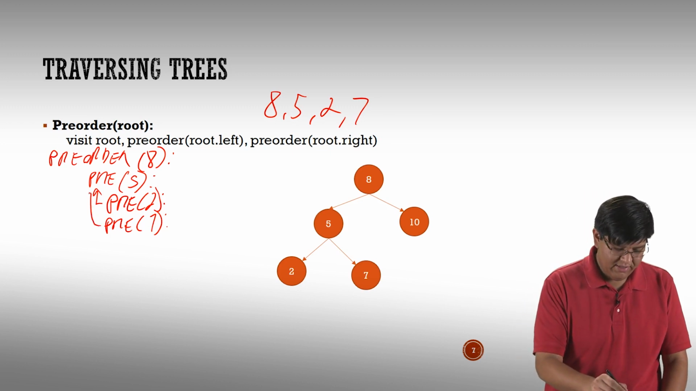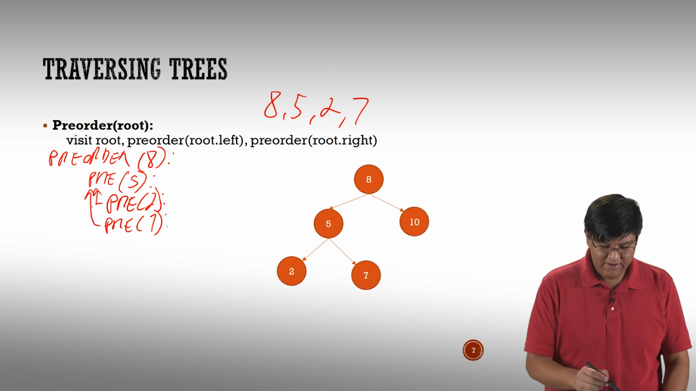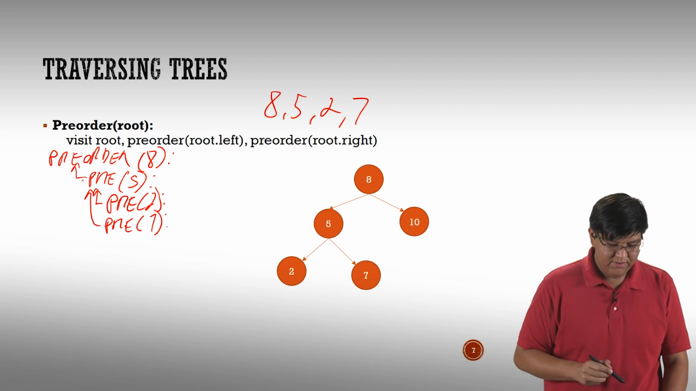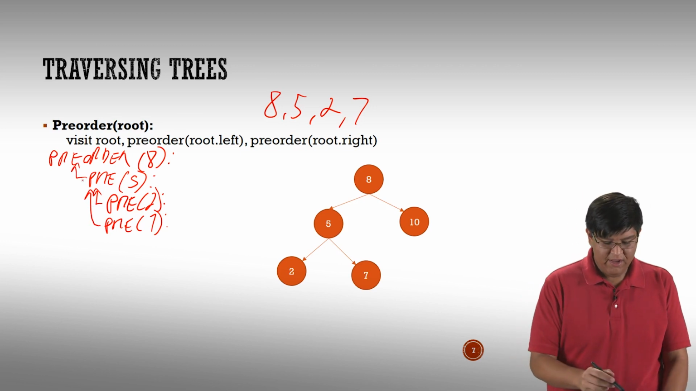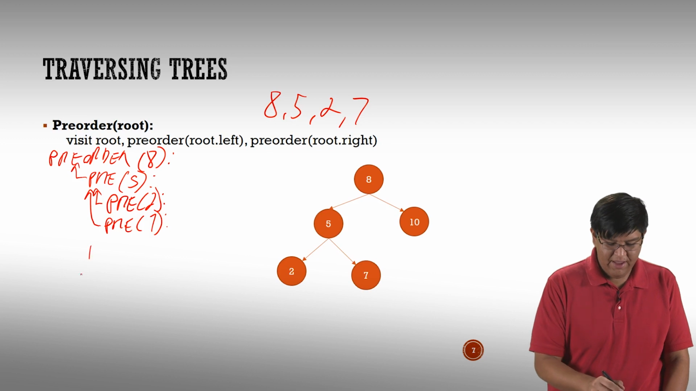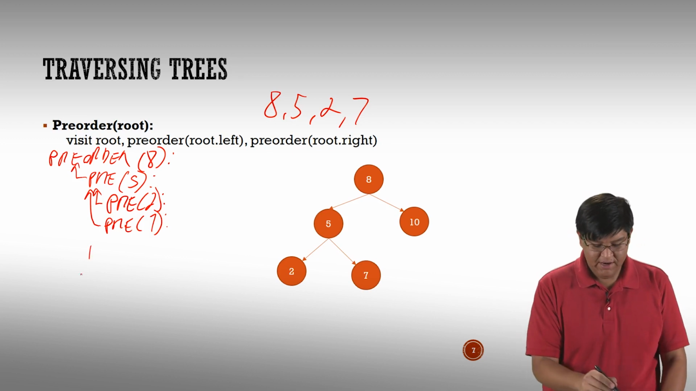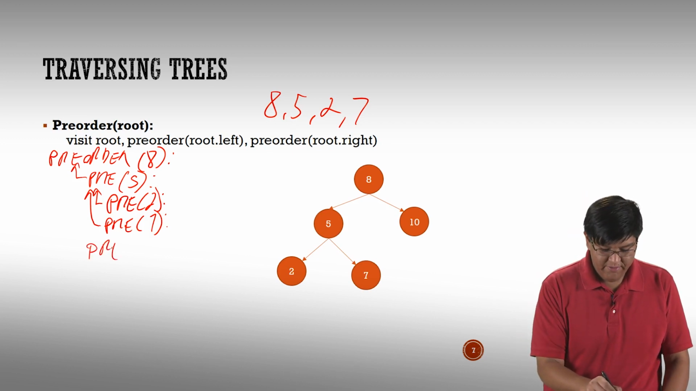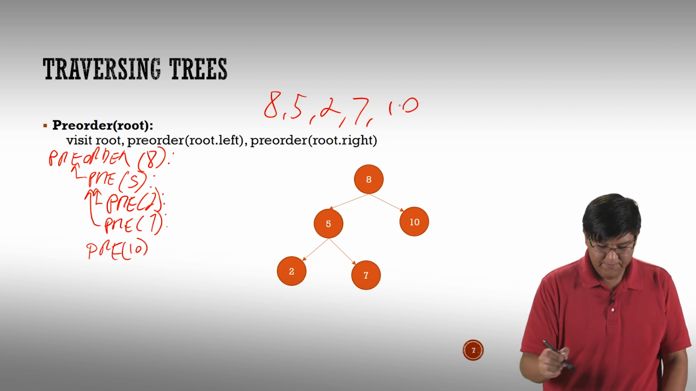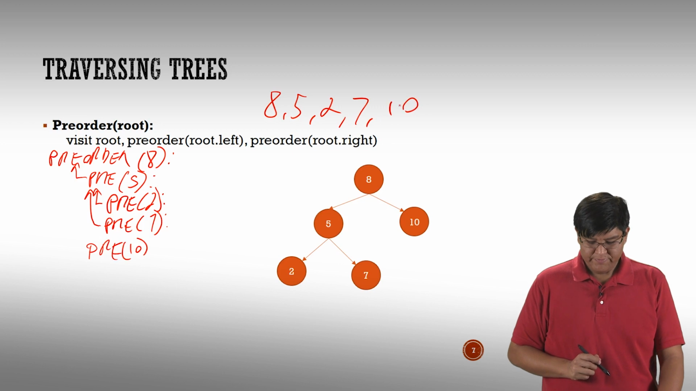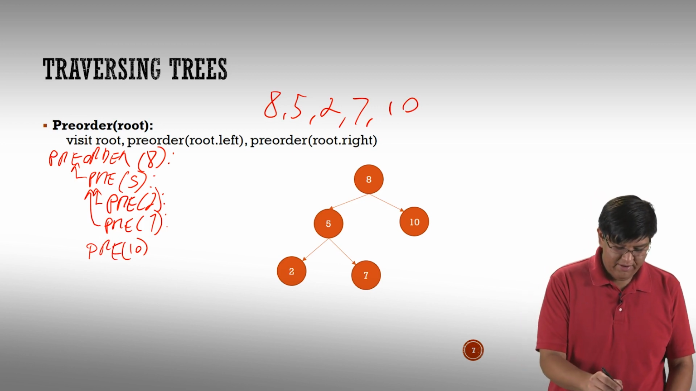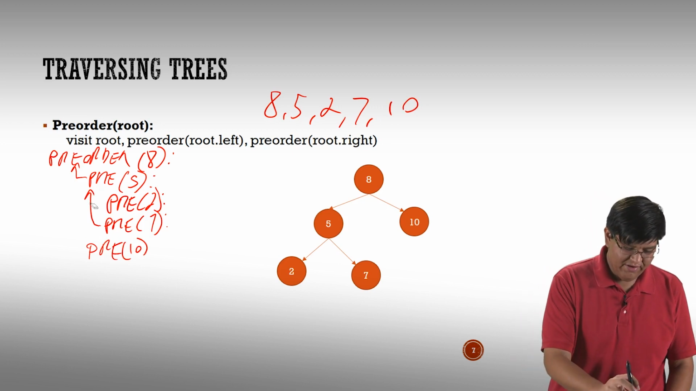I can go back to this thing here. But the call to 5 is done as well. So it basically jumps back up to its parent. Its parent realizes that, hey, I've done with the left side, that means I need to go explore my right side. So then it does a pre of 10. Pre of 10 displays 10 over here.